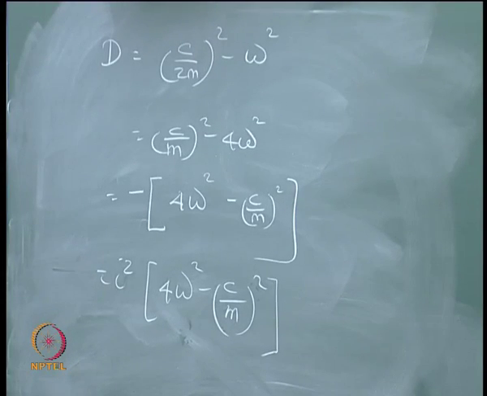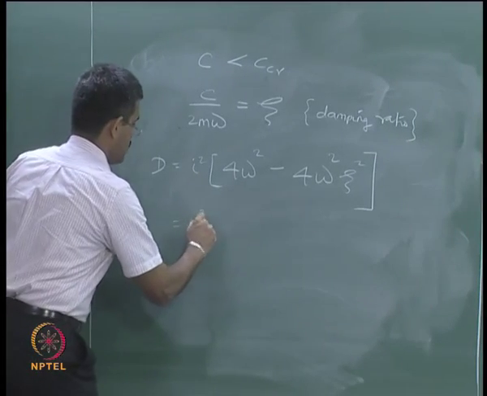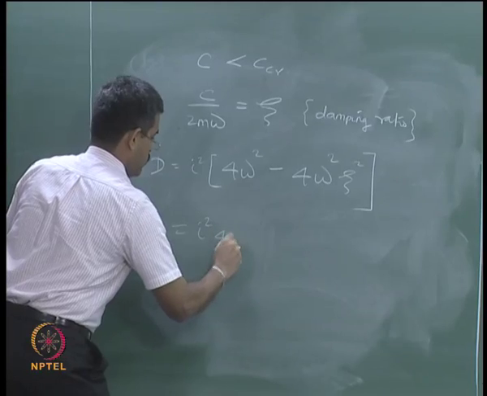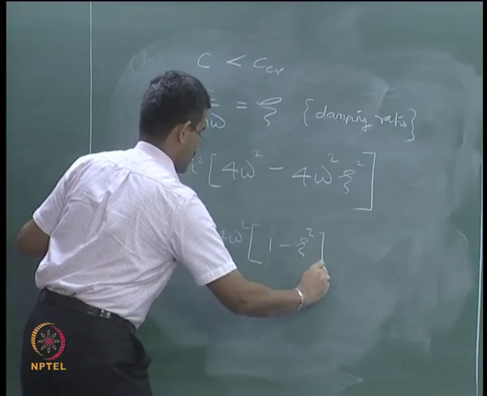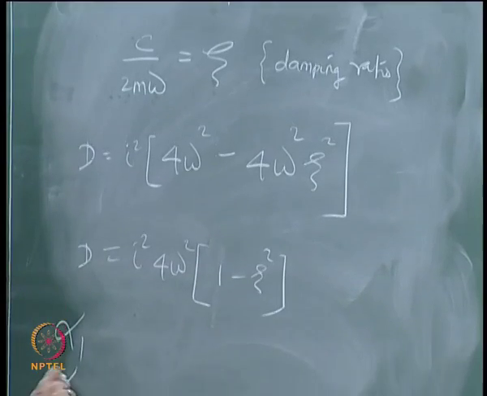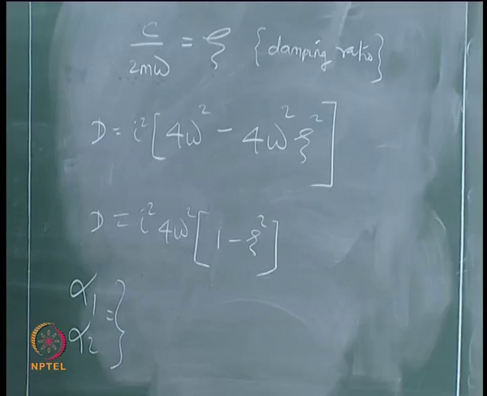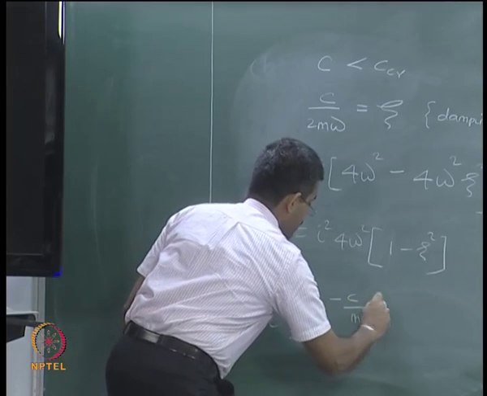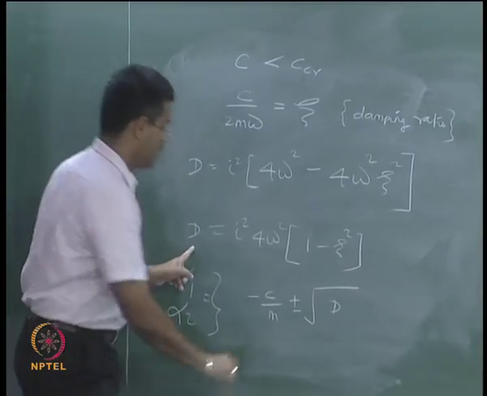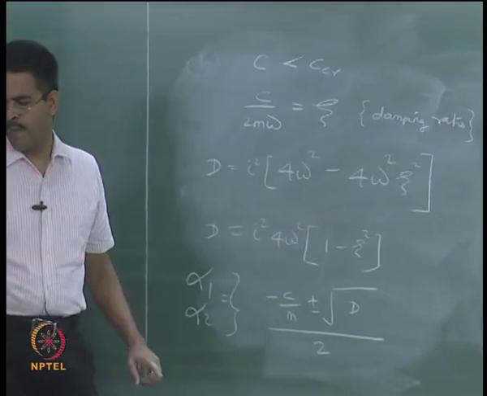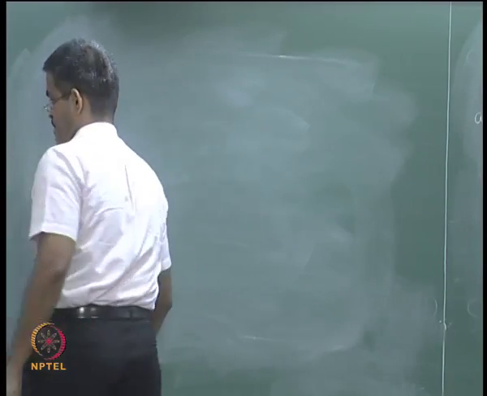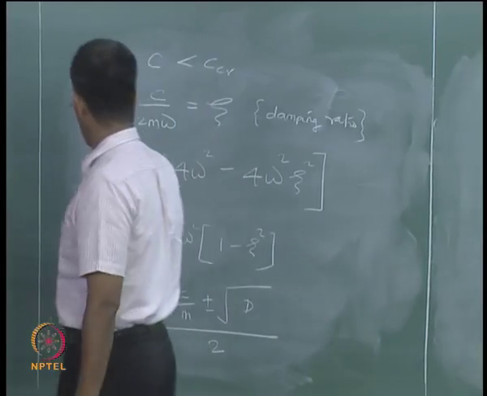So now simplifying, I can say D is 4 omega square (1 minus zeta square). So alpha 1, alpha 2, which are my roots, will be minus c by m plus or minus root of D, that is the discriminant, divided by 2. Now substitute back and tell me what are your alpha 1 and alpha 2.